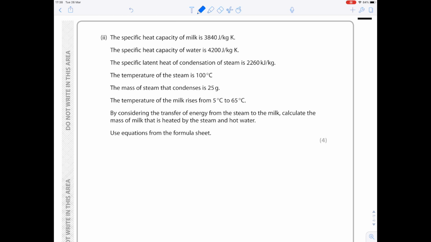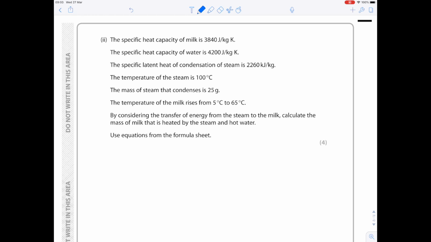This has to be, without doubt, the most disgusting question I have ever seen in all my time as a tutor, a teacher. What on earth are you playing at, Edexcel? This is a nightmare. Anyway, we need to look at what energy is being transferred to the water to make steam, and this will then equal the energy that the steam transfers to the milk.